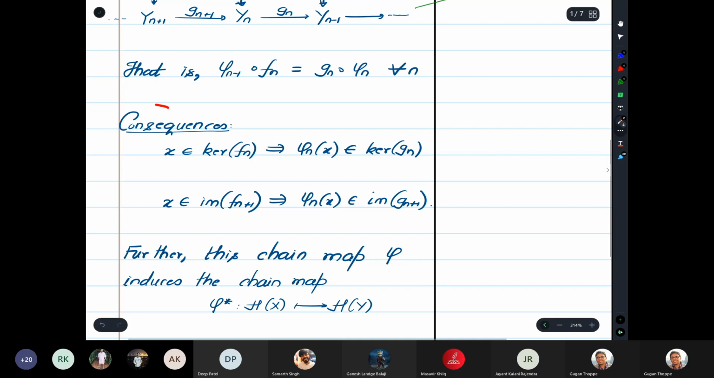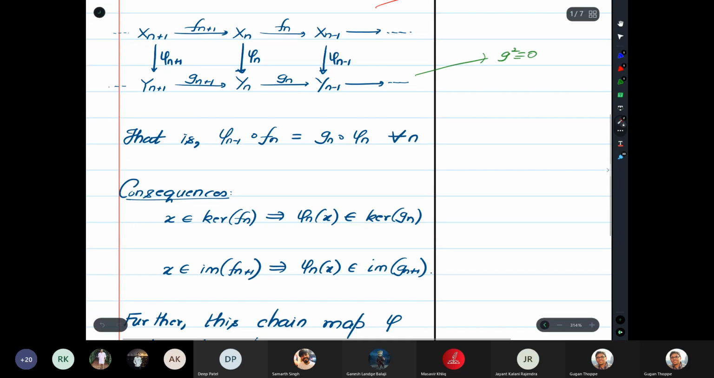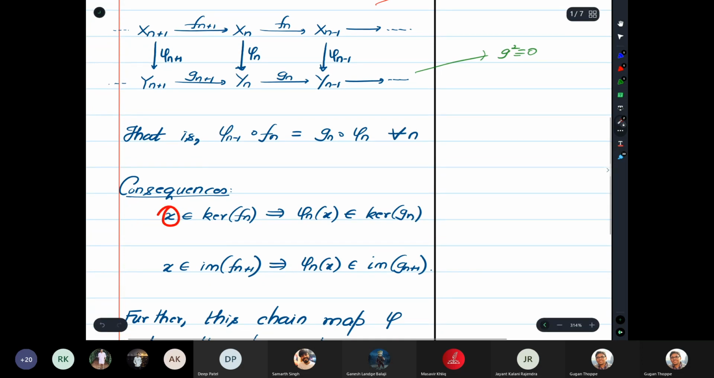So then we discuss some consequences of a chain map, right? So the important properties of having a chain map were the following. Okay, so the first was, if you have an element in the kernel of Fn, right? So let's try to understand where this x lies. So you have xn, and Fn is a map from xn to xn minus 1. So kernel of Fn, this is all elements in xn such that Fn of x is 0, right? So this is the kernel of Fn.